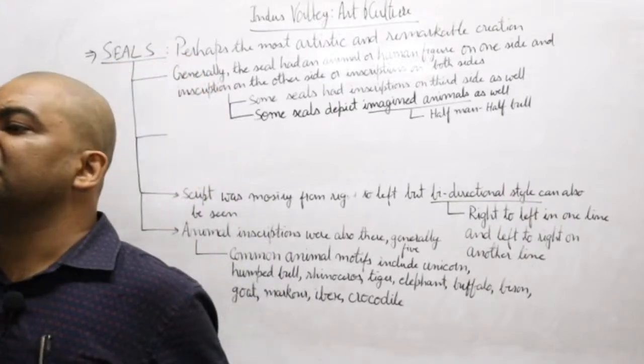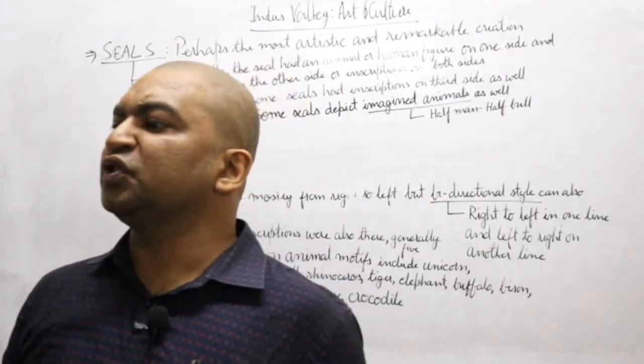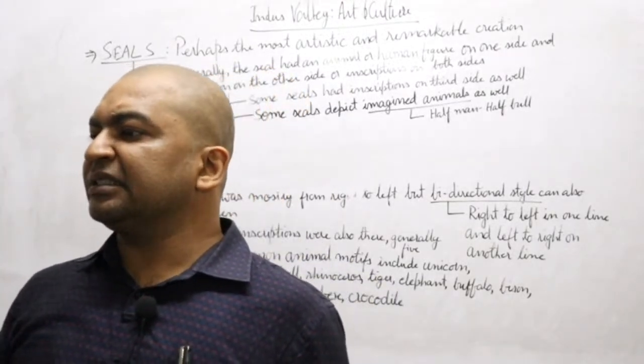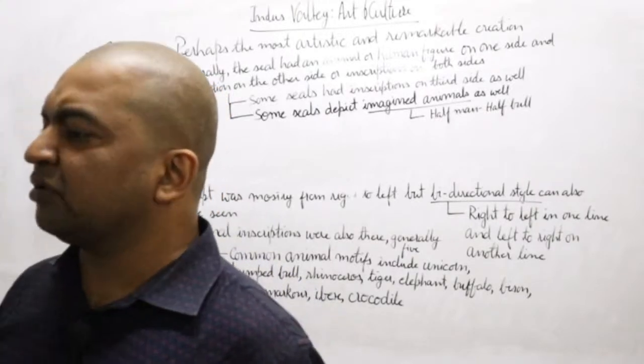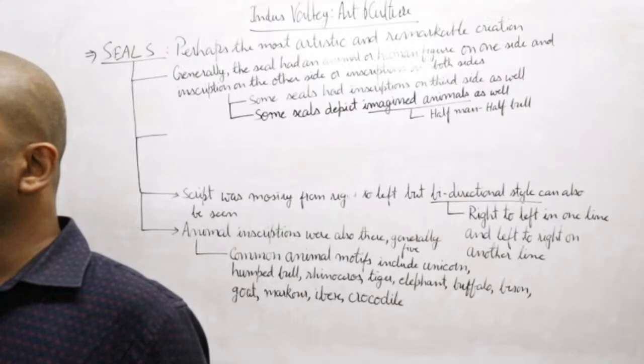Steatite is the soft soapstone, you can say. It is found in the riverbeds. A soft stone found in the riverbeds is known as steatite.